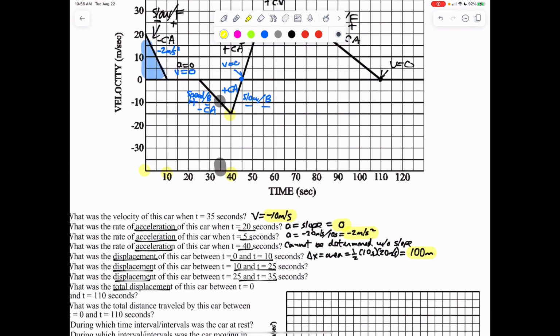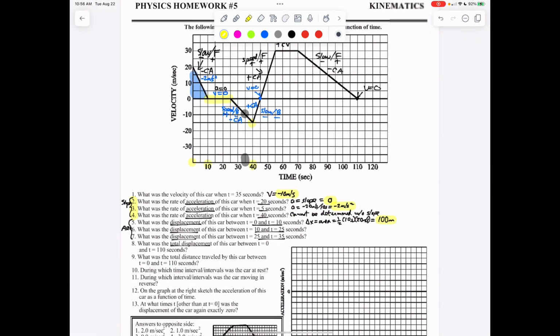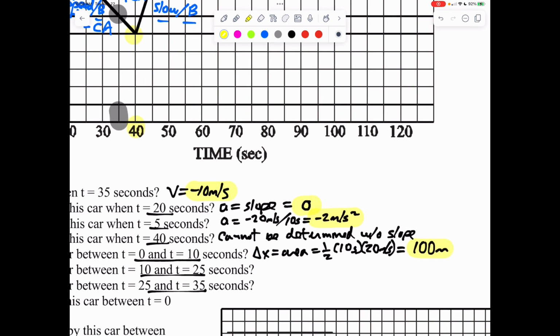Okay, what's our displacement between 10 and 25 seconds? Well, between 10 and 25 seconds, you didn't go anywhere. You're not moving. So your displacement would be 0 during that particular time interval.